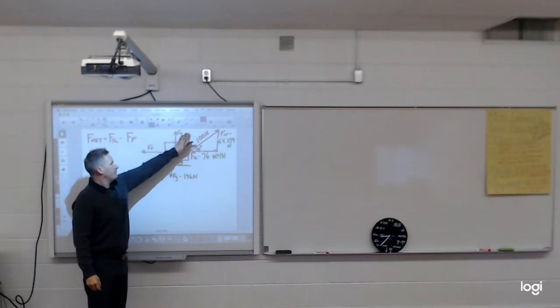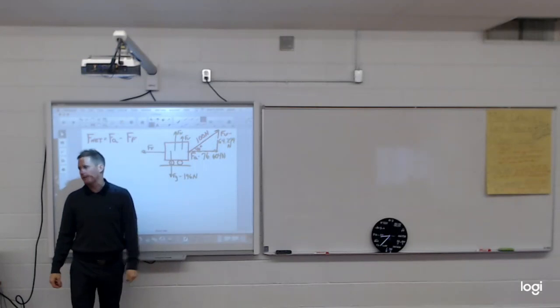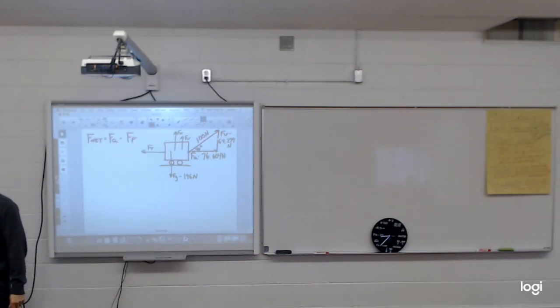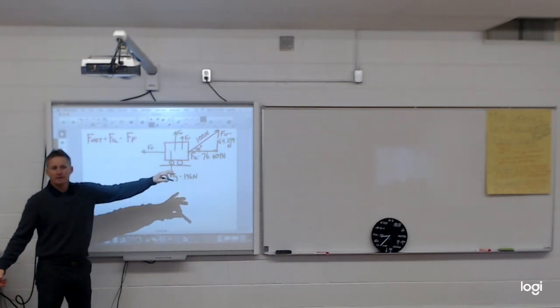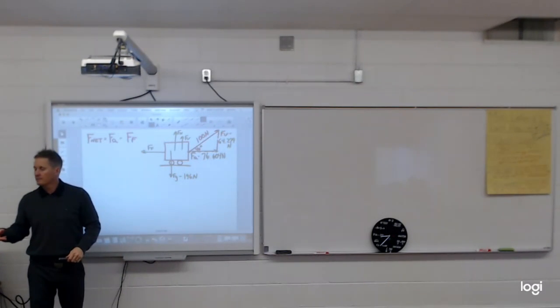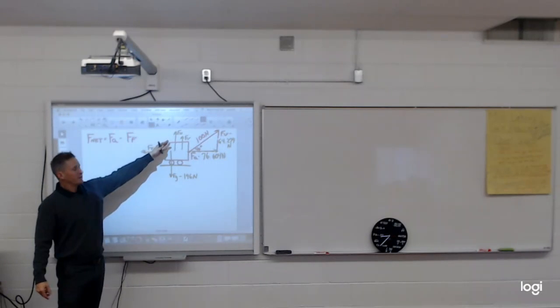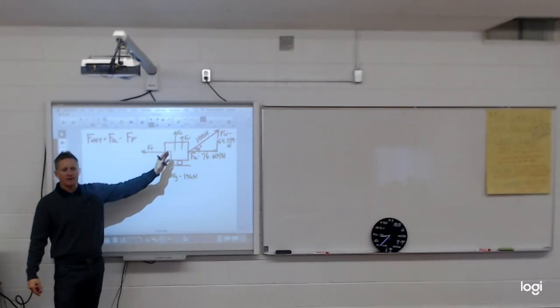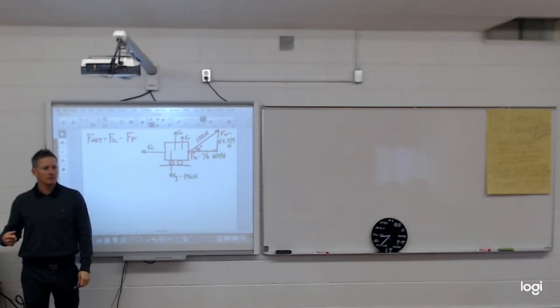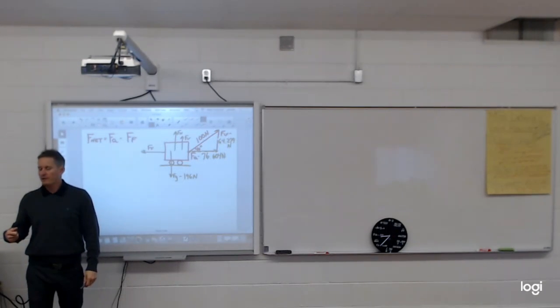If I had no vertical force there, if I wasn't lifting up on the box, what would the normal force be equal to in that question? 196. It'd be equal to 196, right? But because I'm actually helping the box up a little bit, will the normal force be higher or lower than if I'm not lifting it up? Lower.